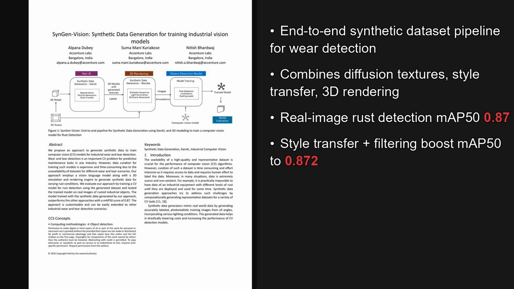Okay, 2 takeaways stand out. A fully synthetic, auto-labeled pipeline can train a robust rust detector that reaches roughly 0.87 mAP50 on real photos, and careful style transfer plus noise filtering are crucial for realism and transfer. The broader implication is cheaper, faster dataset creation for industrial inspection.